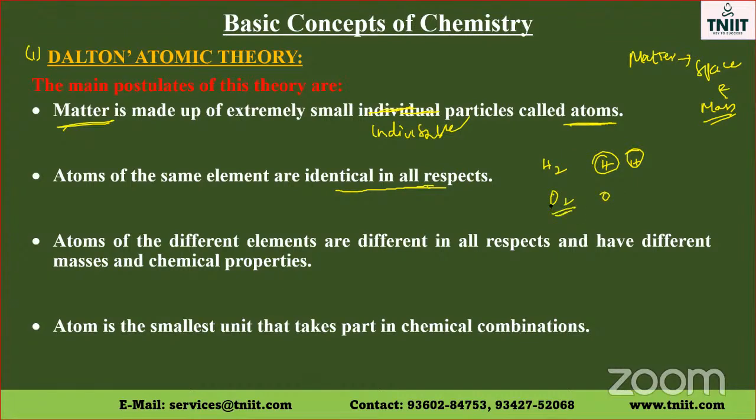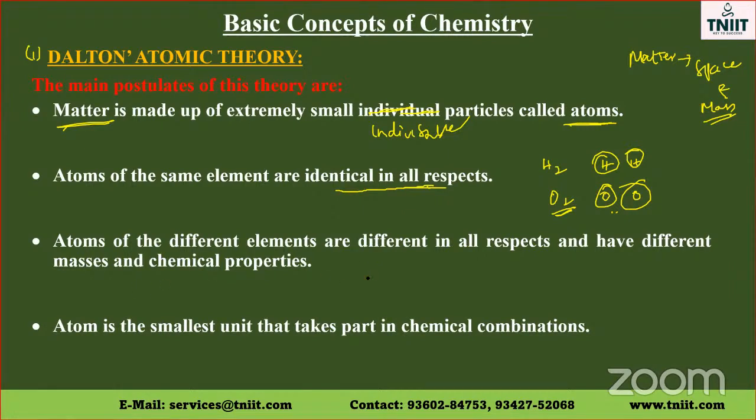Oxygen is a molecule which contains oxygen atoms. This oxygen atom will have the same properties as the second oxygen atom. So atoms of the same elements are identical in all aspects: shape, size, reactivity, energy, all that. The third postulate is atoms of different elements are different in all respects and have different masses and chemical properties.